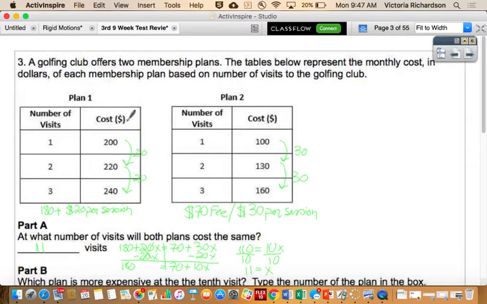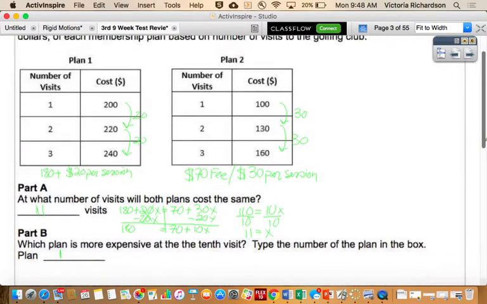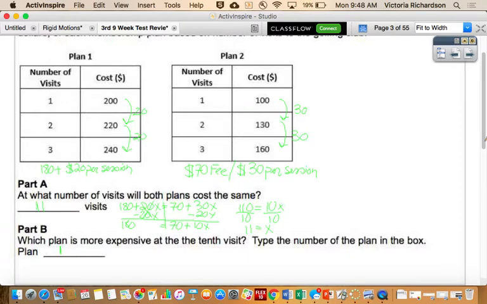So let's work backwards. Let's say one visit is $200. So if I wanted to go backwards, I would subtract $20 instead of adding. So that means my buy-in, or your fee to actually go to this golf club is $180 plus $20 per session. All right, so now we got to analyze plan number 2. So we do the same thing. You find the rate of change. So from the first visit is $100 and the second is $130. So that's a $30 rate of change. So it's $30 per session. And if we work backwards to 0 visits, you would subtract 30, which means there is a $70 fee and $30 per session.